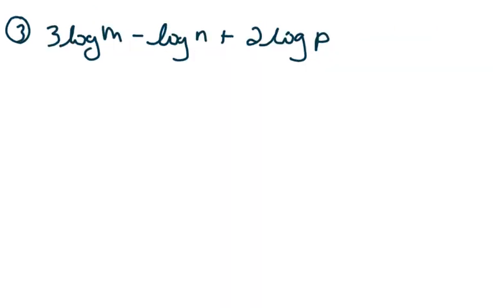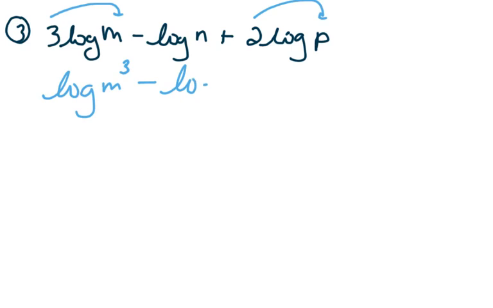All right, our last one. Notice that we have some powers. We can put those back in. So we will have common log of m cubed minus the log of n, common log of n, plus common log of p squared.